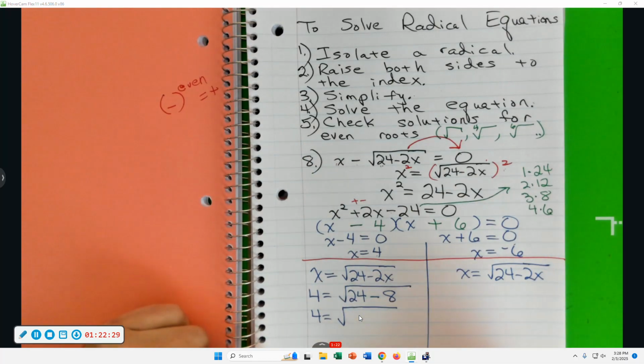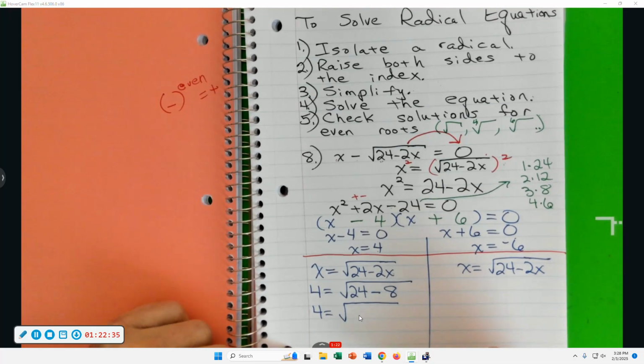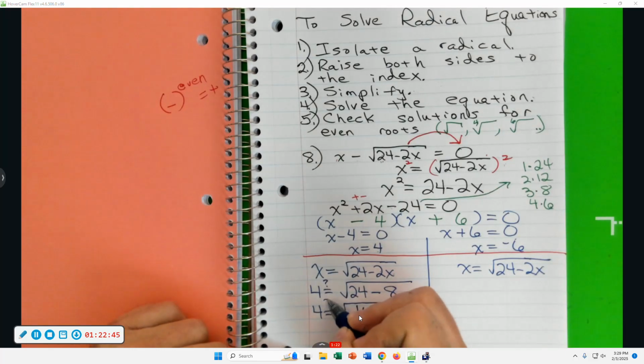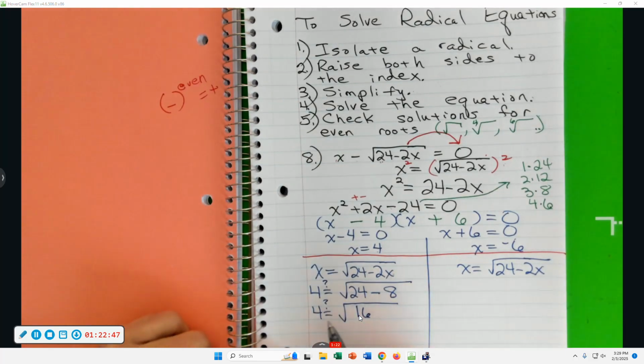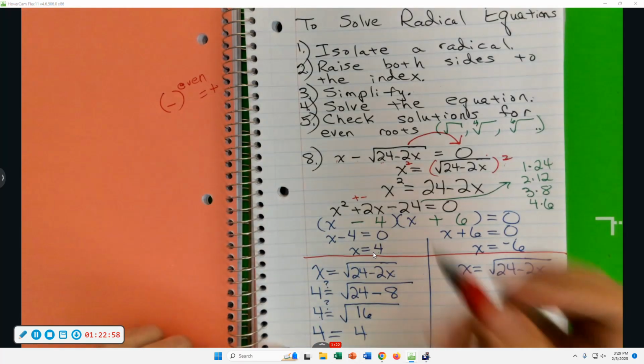24 minus 8 is? Do y'all see where we got the minus 8? Yes. 24 minus 8 is 16. So the question is, does the left side equal the right side? What's the square root of 16? 4. Does 4 equal 4? Yes, it does. So 4 checks.